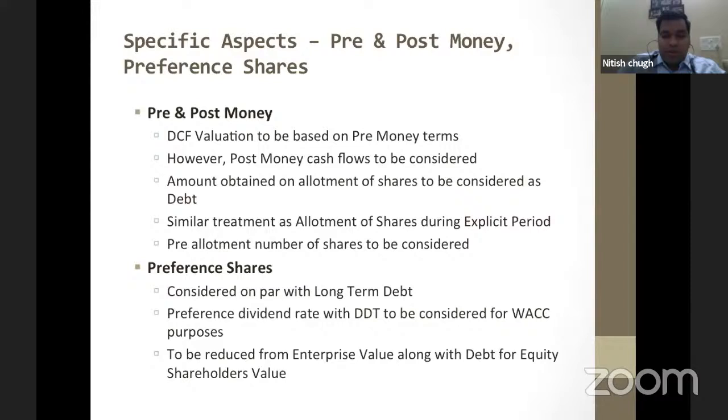During the explicit period also, it is treated as debt since the number of shares to be allotted is not known, and the pre-allotment number of shares is to be considered to arrive at the value per share as per this DCF method.